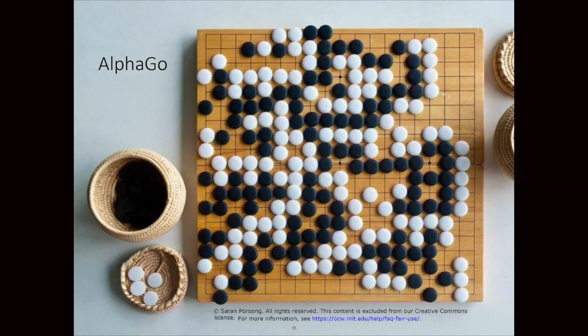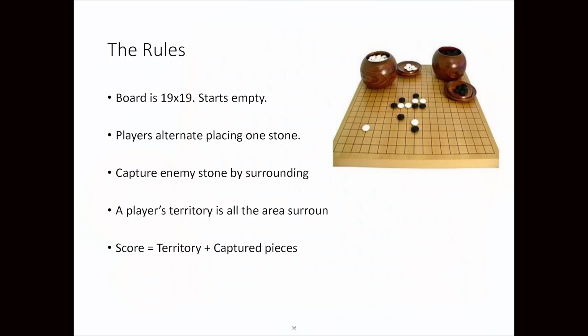So here's AlphaGo. Hopefully you all know the rules. Just in case, I'll go through real quick. 19 by 19, you alternate black stones, white stones. You collect enemy stones by completely surrounding them. You can surround a single stone or groups of stones, and your score is your territory plus the number of captured pieces. So your territory is just the area that you're surrounding, and then you add the stones you've collected.